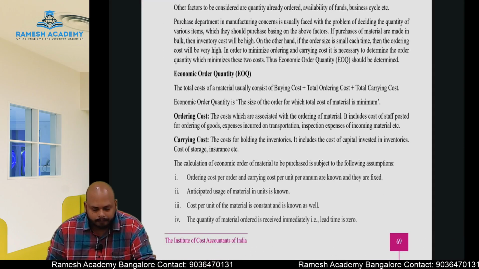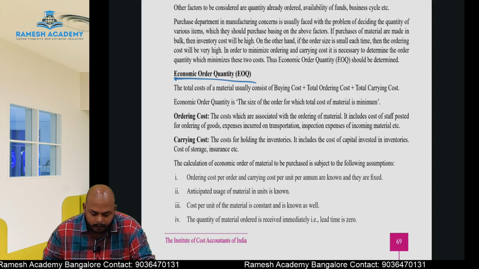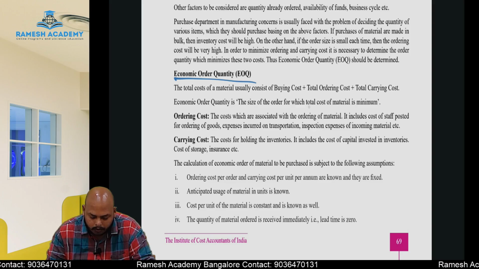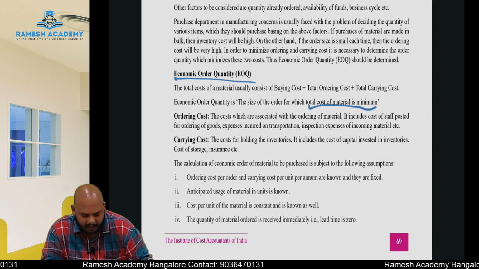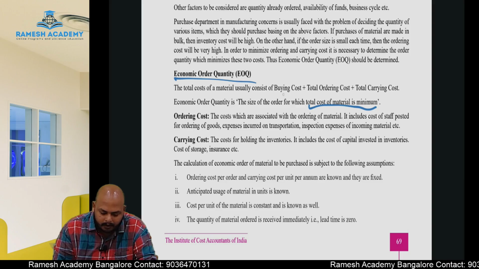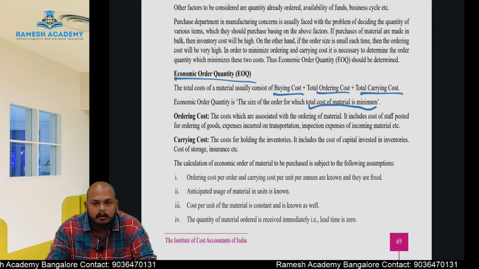You can see, he gave the theoretical definition of economic order quantity. Economic order quantity is nothing but the ordering size. It is the size of the order for which the total cost of material will be minimum. In simple language, he said the total cost of the material will be minimum. What do you mean by the total cost of material? Total cost of material is nothing but buying cost plus total ordering cost plus total carrying cost.